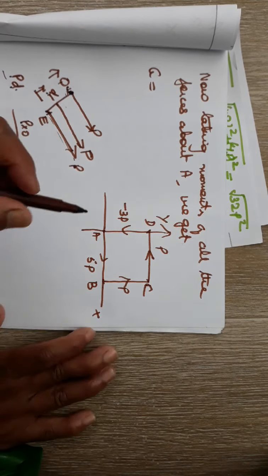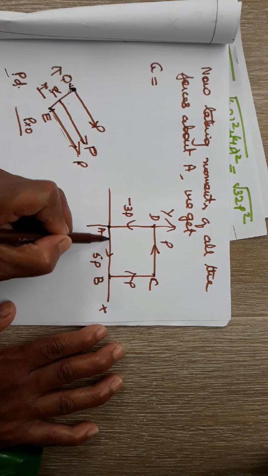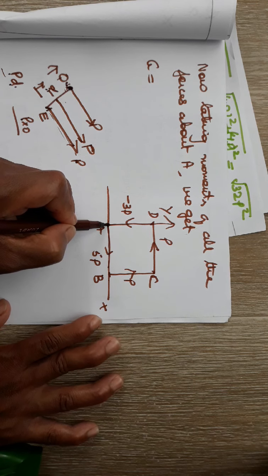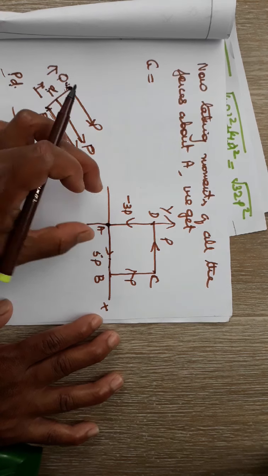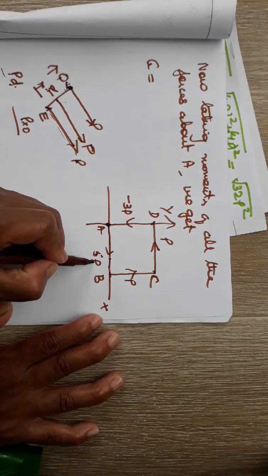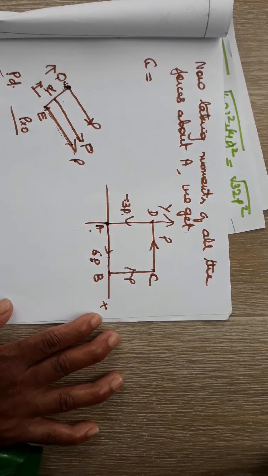So here also, what are the forces in the given figure which pass through this point O? Forces 5P and minus 3P, they are passing through this point. So the moments of these two forces about this point A are 5P into 0 and minus 3P into 0.